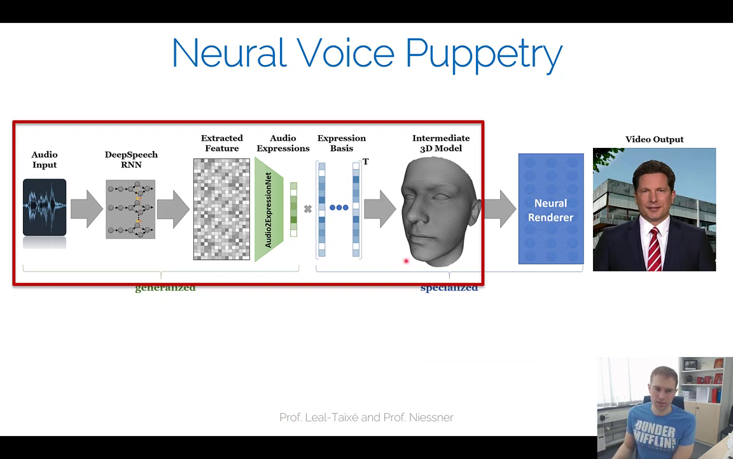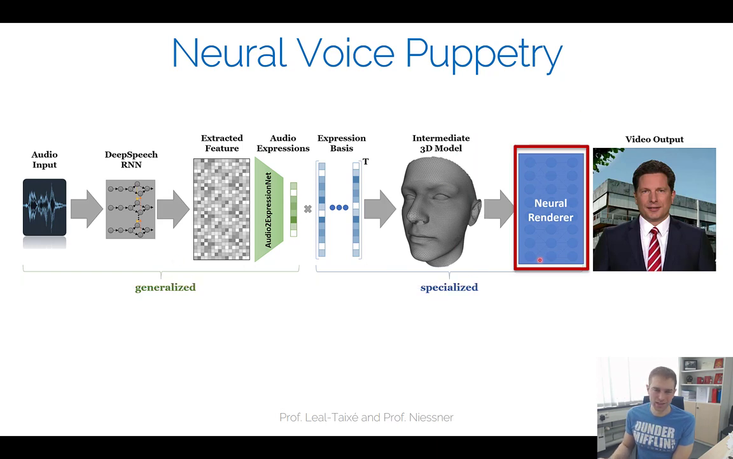Yeah, so what you just saw is basically now how this model maps to the respective 3D model, right? So we can animate a synthetic model with that. But now we have our neural renderer again, and the neural renderer is taking this model as input and then generates the respective video output.